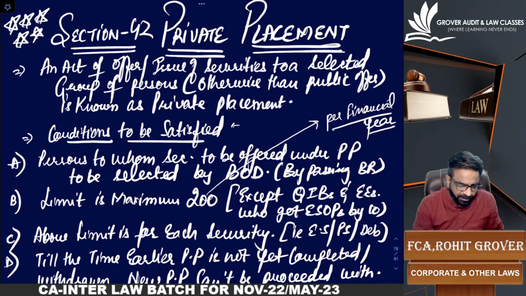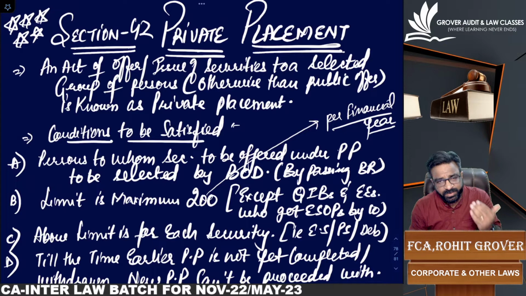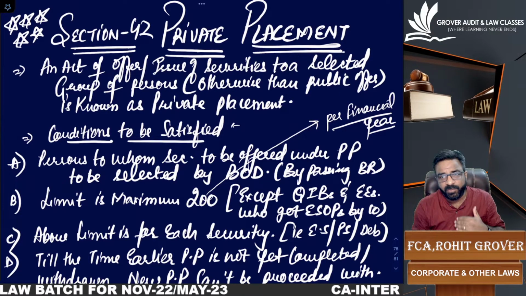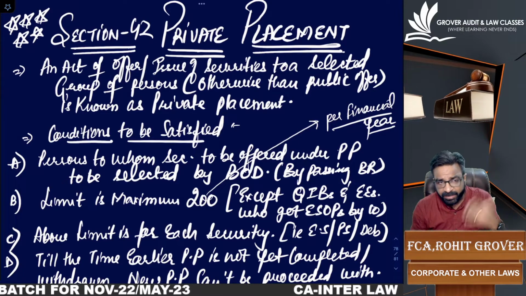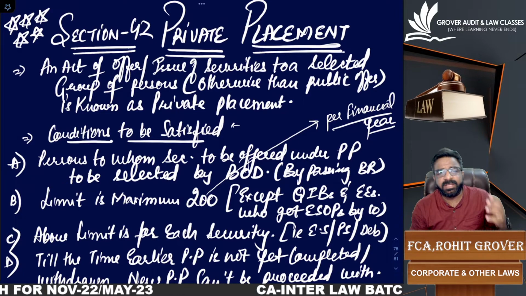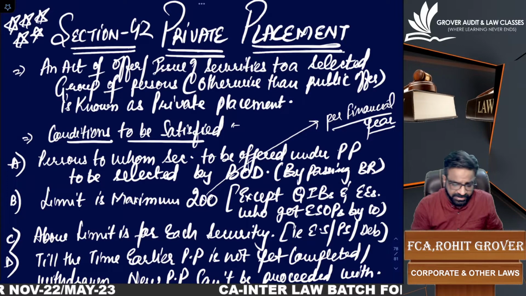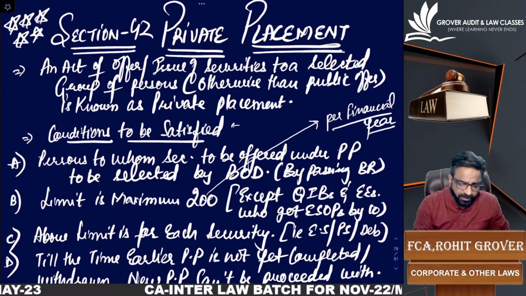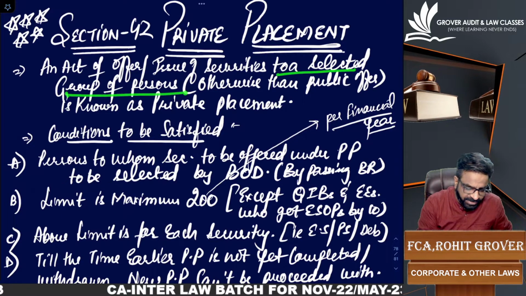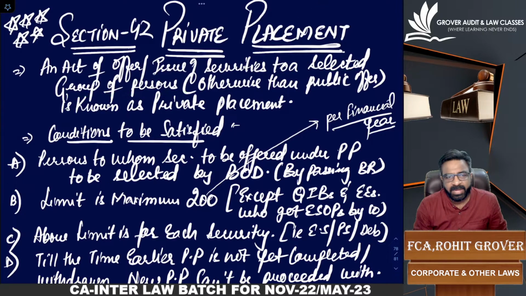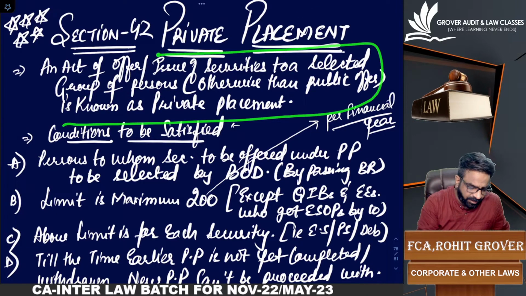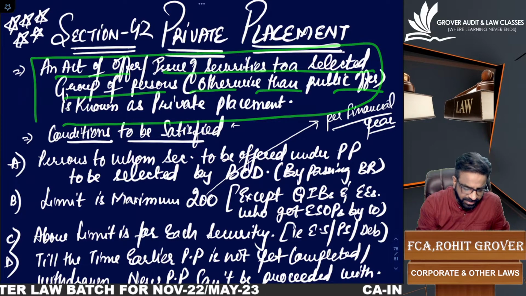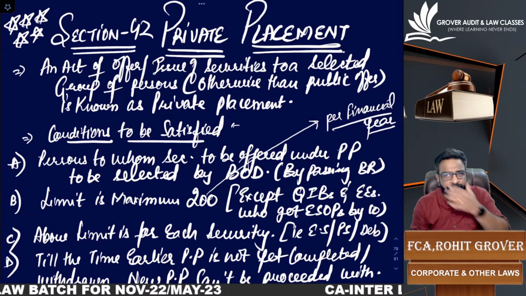It is an act of making the offer. See, in the prospectus also we are making the offer of securities only. Here also we are making the offer of securities only. But in the prospectus, we make an offer to whom? The public at large. Whereas in private placement, when we make the offer to a selected group of persons, that is called private placement. An act of offer or issue of securities to a selected group of persons, otherwise than public offer, is known as private placement.